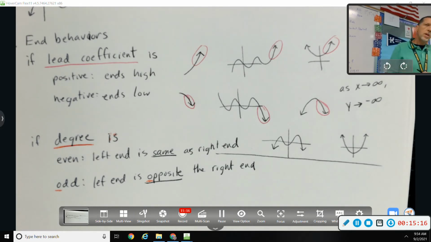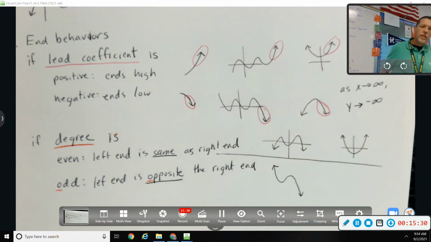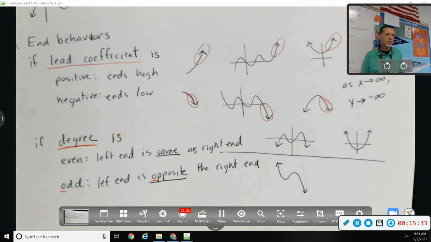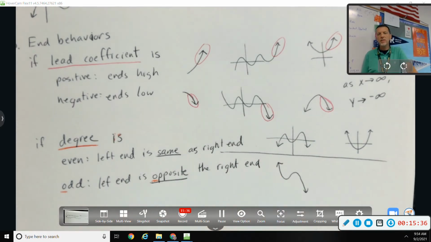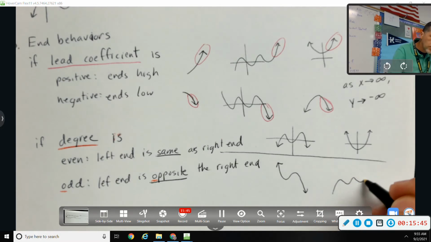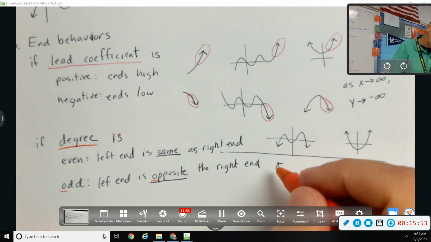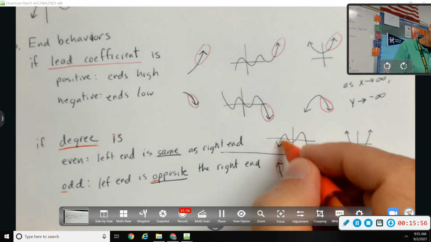So like a cubic parent function is odd. Yes, and so you can use some of the stuff you already know. Like you know that a cubic is odd, and you know what a cubic looks like. Right, there's a cubic. You know a cubic is odd. The left end is doing the opposite of the right end. I could draw another cubic. I'll just draw one that's even more goofy looking. The left end is doing the opposite of the right end. Opposite versus same.